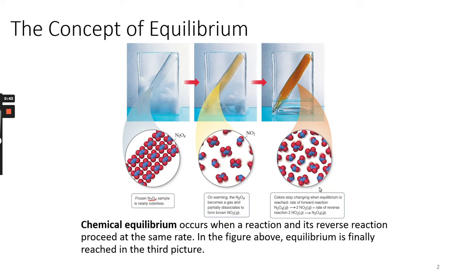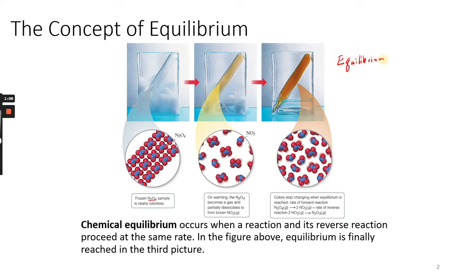And you're going to actually reach a point where you're not going to form any more NO2 gas, because as you're forming NO2 gas, the reverse reaction is going to start to kick in, and you're going to form N2O4 gas. So even if you leave this overnight and come back, it'll be the same color. That's because we are at equilibrium.